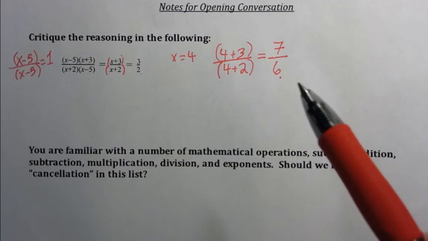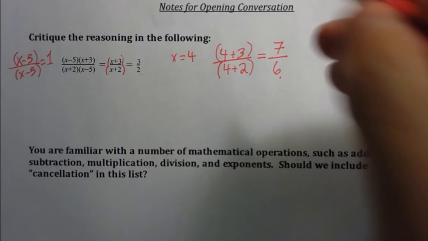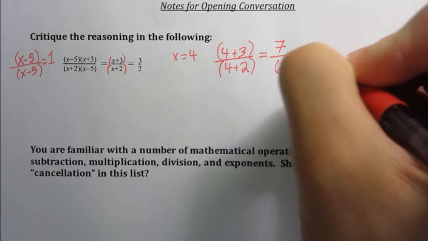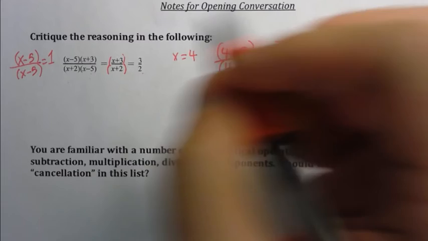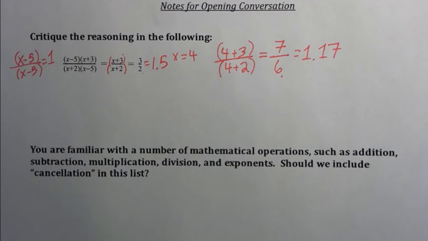If you do 7 divided by 6 in a calculator and check that decimal, you would get an answer of 1.17. So this equals 1.17, but 3 halves is actually equal to 1.5. So we've found a counterexample to show that this is not the way to do it.